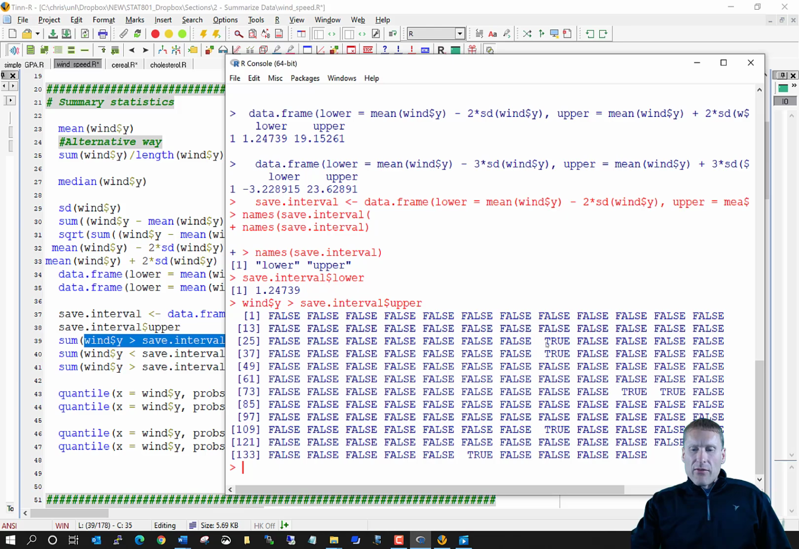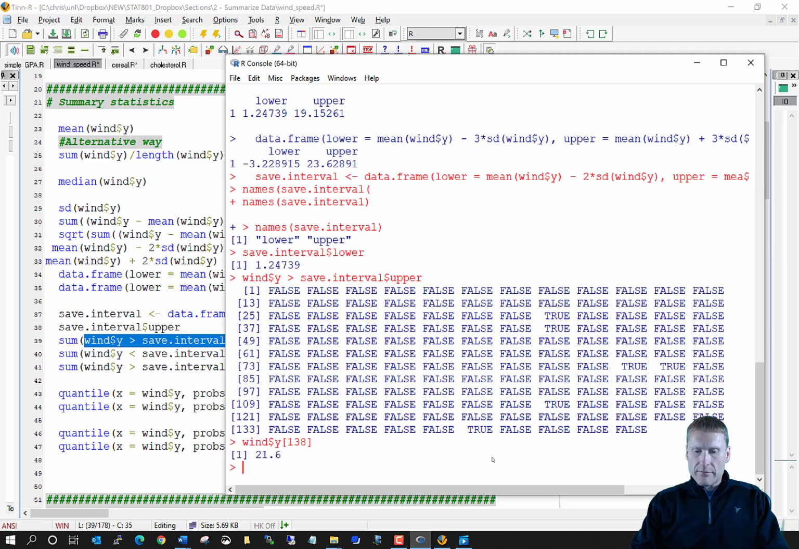So we can see, for example, let's see now. Actually look at this one here. So 133, 134, 135, 136, 137, 138, the 138th value is actually greater than that upper limit. So let's actually look at that. 21.6. Indeed, that is larger than 19.15 that we had calculated. And so we have all these trues and falses.